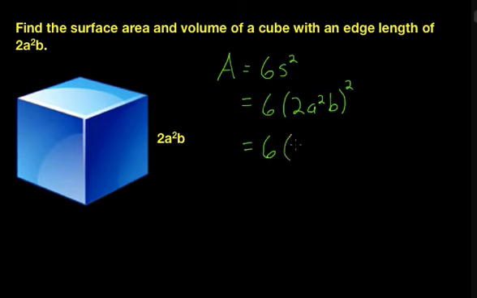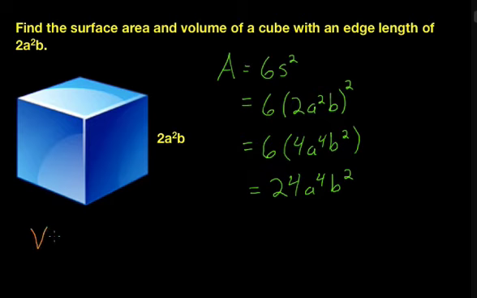2 raised to the 2, or 2 squared, is going to be 4. A squared squared is a to the 4th power, and then b squared is just b squared. And then multiplying 6 by 4 is going to give us 24. And then we have our a to the 4 b squared. And there we go. And then our next task is to calculate the volume.